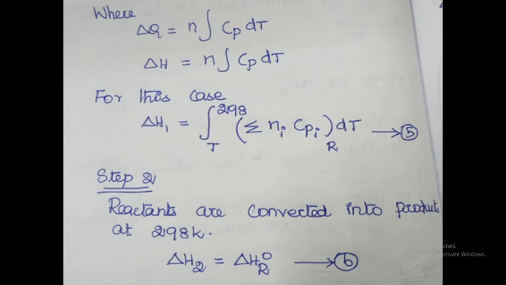Step number 2, reactants are converted into product at 298 Kelvin. During this process, the enthalpy change is delta H R naught. Why? Because this process is a standard state process. What is the standard state? Temperature is 298 Kelvin. So that's why the enthalpy change delta H2 is equal to delta H R naught. This is the standard heat of reaction. This is equation number 6.